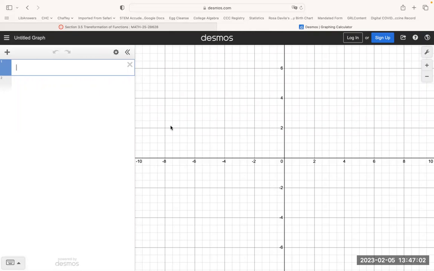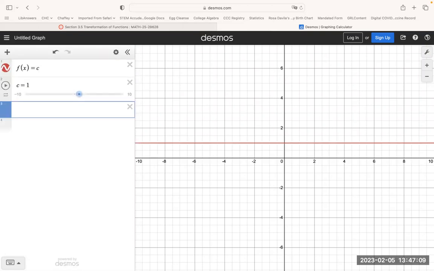So the constant function is in the form of f of x is equal to some value c, and c could be any value that you please. So here it's automatically going to be c equals 1. What we have is a constant function that goes all the way to the left, all the way to the right. So any input is always going to give us the exact same output. So again, here it's equal to 1, and it gives us this constant line.